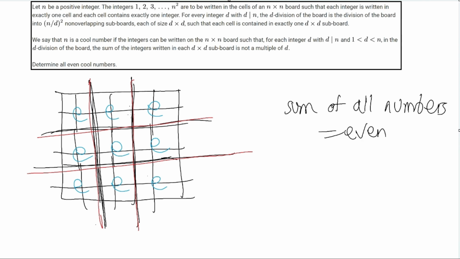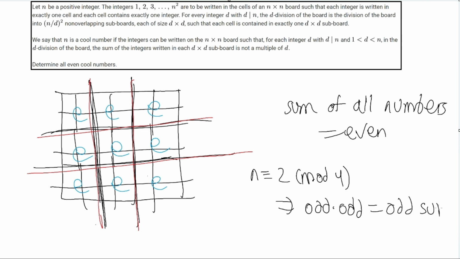However, if we look at the case where all of these sums are odd, because that's what we want in a good division, then that would mean that we have an odd number of odds whenever n is equivalent to 2 mod 4. And this means that we have odd times odd, which is an odd sum. And that's a contradiction, which means that n equivalent to 2 mod 4 automatically does not work.